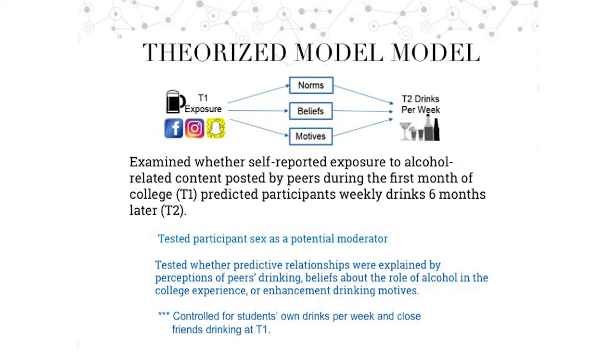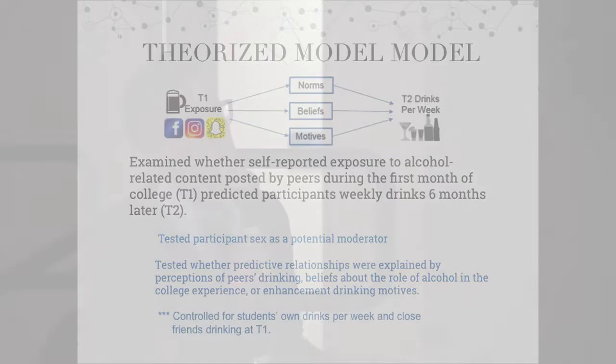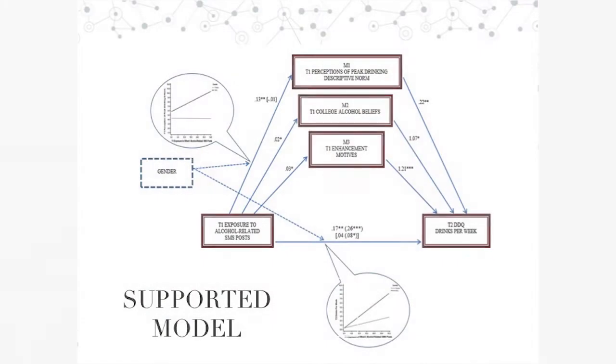So this was our theorized model. Like we said, every path controlled for students' own drinks per week and close friends' drinking at time 1. And this model is very, very complicated. This is a moderated multiple mediation model. And the moderated part is by student sex.